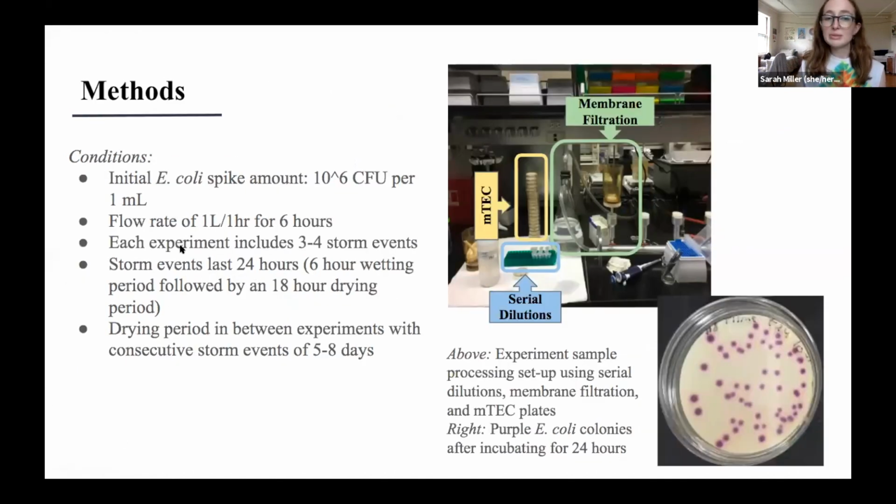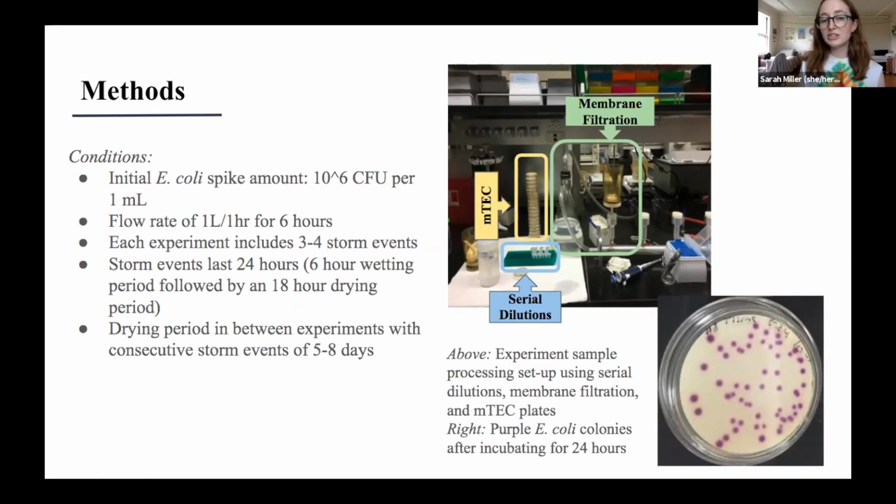Our initial E. coli spike amount was 10 to the 6th colony forming units per 1 milliliter of sample, with a flow rate of 1 liter per hour for 6 hours. Each of the experiments we conducted included 3 to 4 storm events, where a storm event lasts 24 hours. 6 of those hours are the wetting period, where the water is flowing through the columns, and that is followed by an 18-hour drying period in which there is no water flowing through the columns.